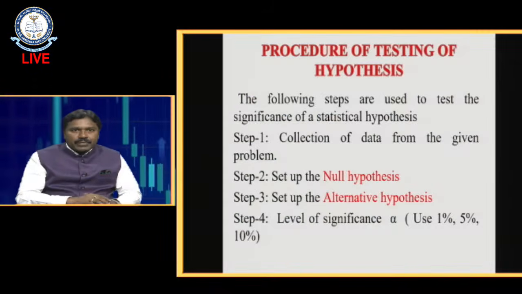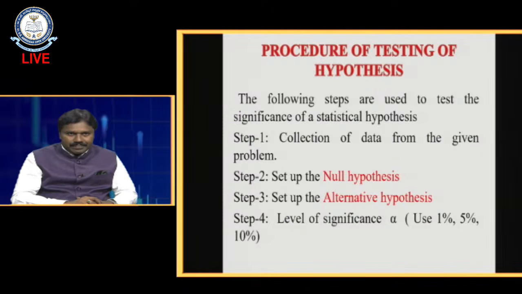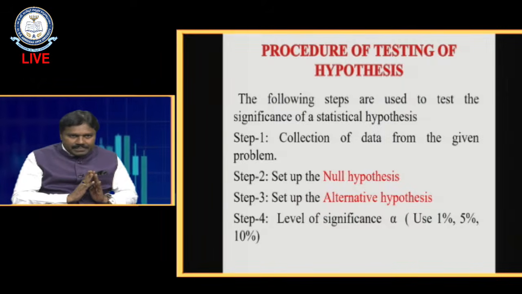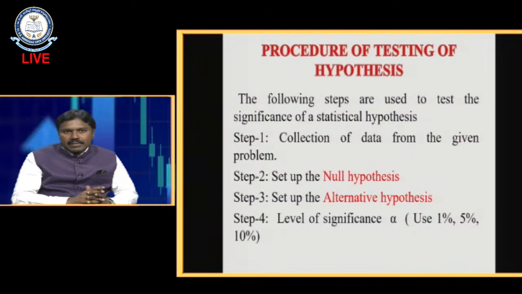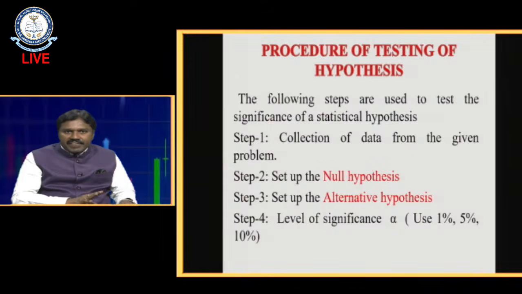So there is a procedure of testing of hypothesis. Basically, the following steps are used to test the significance of a statistical hypothesis. Remember these steps. In total we have 7 steps. Step number 1 is collection of data from the given problem. Step number 2 is to set up the null hypothesis, set up the alternative hypothesis and define the level of significance.